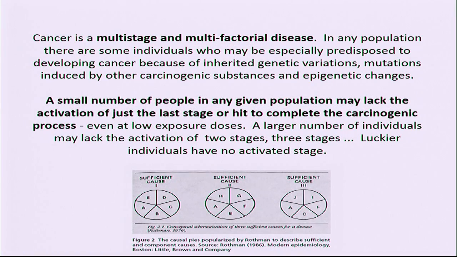So first of all, we know that cancer is a multistage and multifactorial disease, which means many different things. For example, it means that in any population you have a small number of people who lack just the activation of the last stage or hit to complete the carcinogenic process. Then you will have a larger number of individuals who lack the activation of 2 stages, 3 stages, and so on, and probably a small number of people who have no activated stage. The problem is that we do not know who those people are. We are not able yet to identify those people, with exceptions.